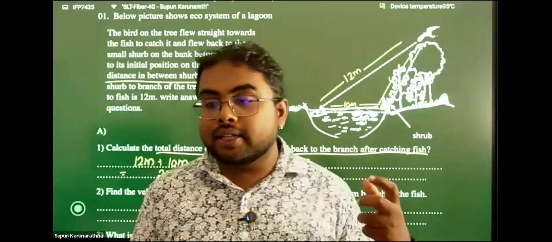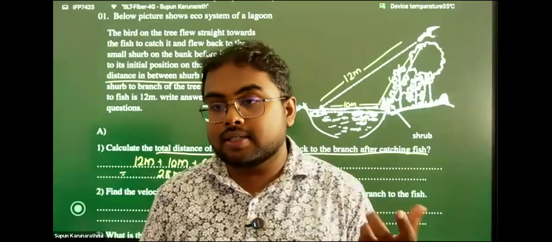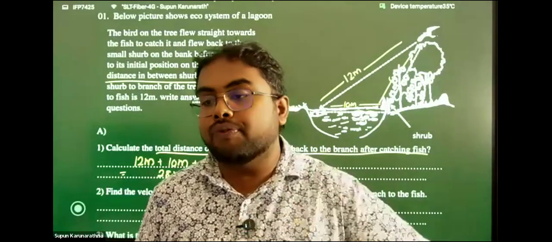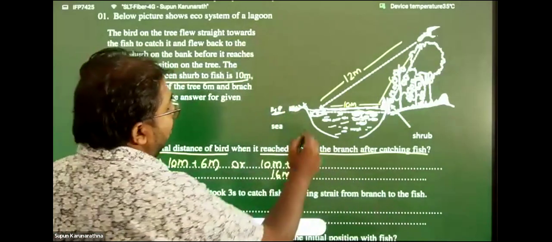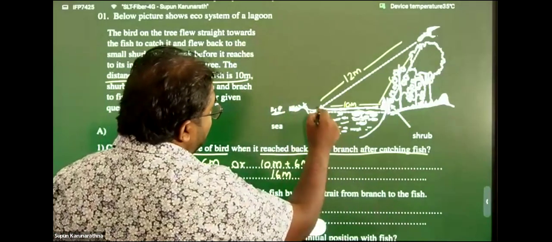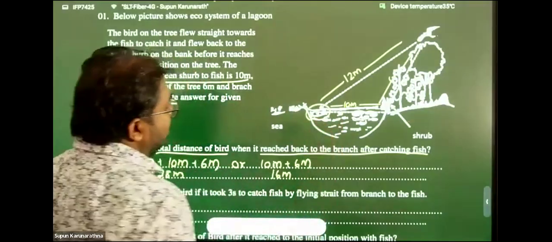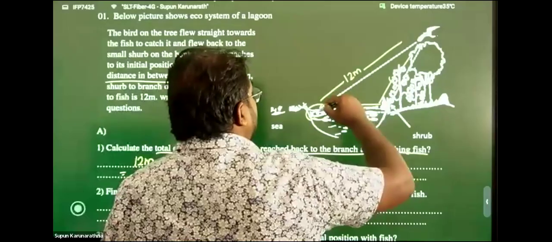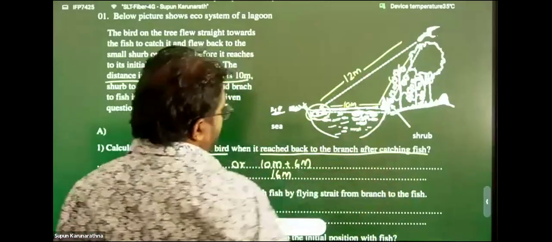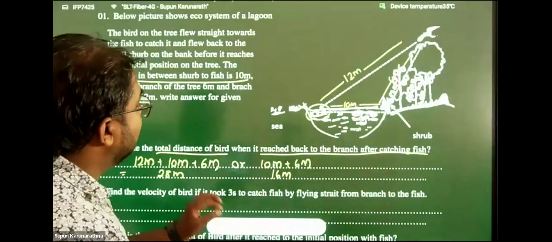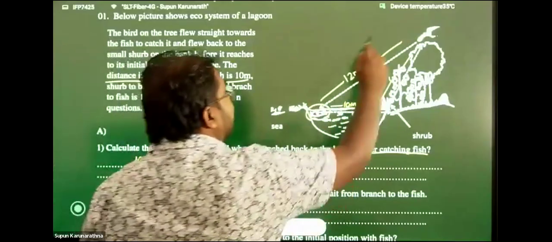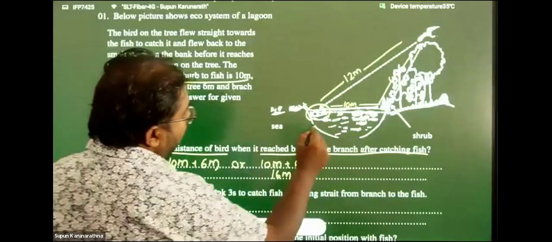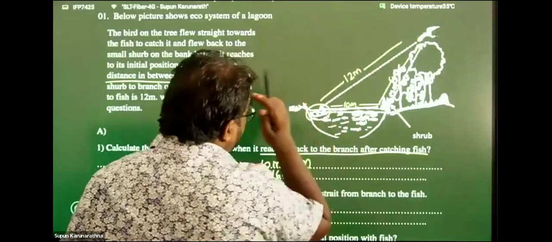You want to find the distance of the bird after catching the fish. So here is the place where the fish is. Then it wants to fly to this place from the branch. Got the idea? But they are not asking about the distance, they are asking about this journey. Here is the fish.